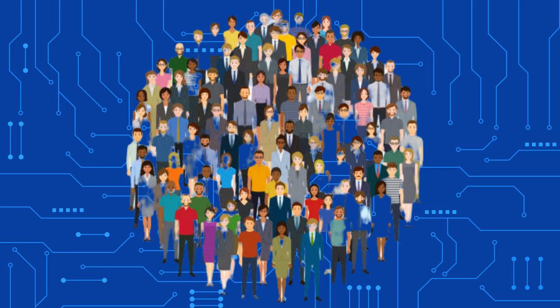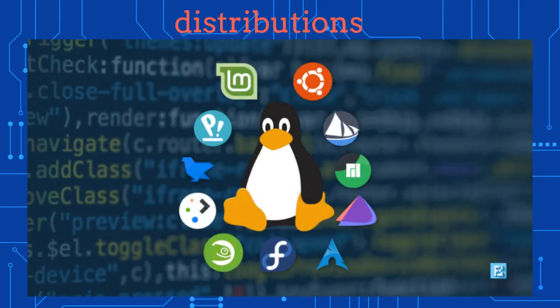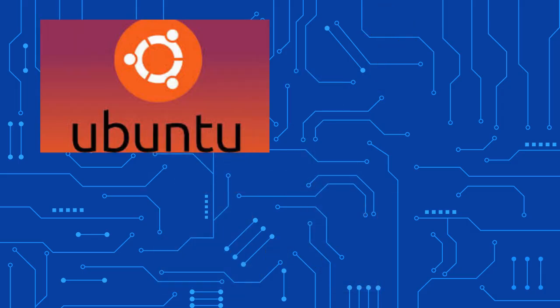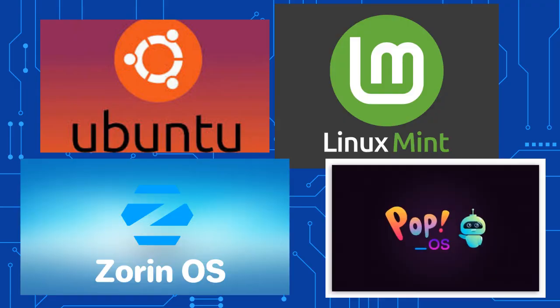Because Linux is free and open source, a large community of developers contribute to it. That's resulted in hundreds of different versions of the Linux operating system, called distributions. If you don't want to look through hundreds of distributions for one you like best, a few that are popular and good for beginners are Ubuntu, Linux Mint, Zorin OS, and Pop! OS.